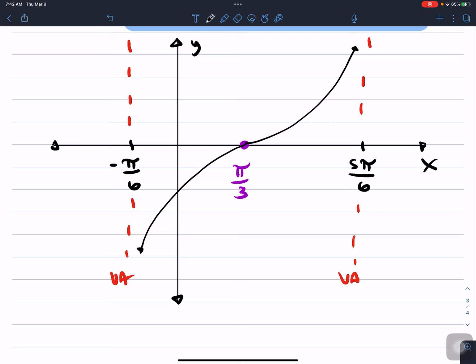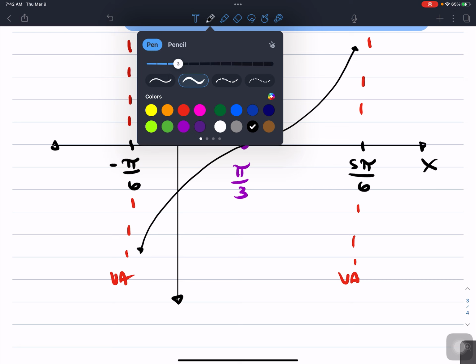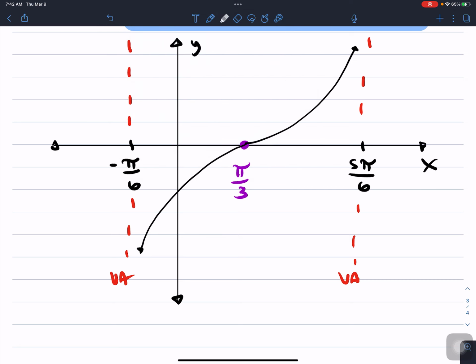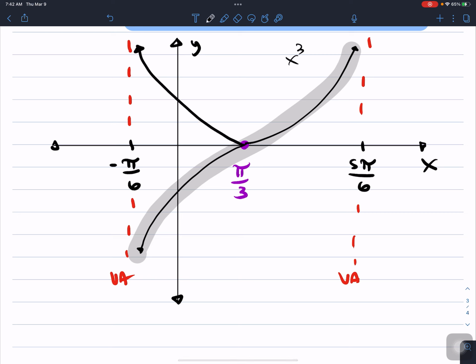Yes? What's that? The curve. Thank you. Yes, thank you so much. This is the x cubed curve. What do we have to graph? Minus x cubed. So we have to reflect this about the what? About the x-axis. Thank you. Good job.